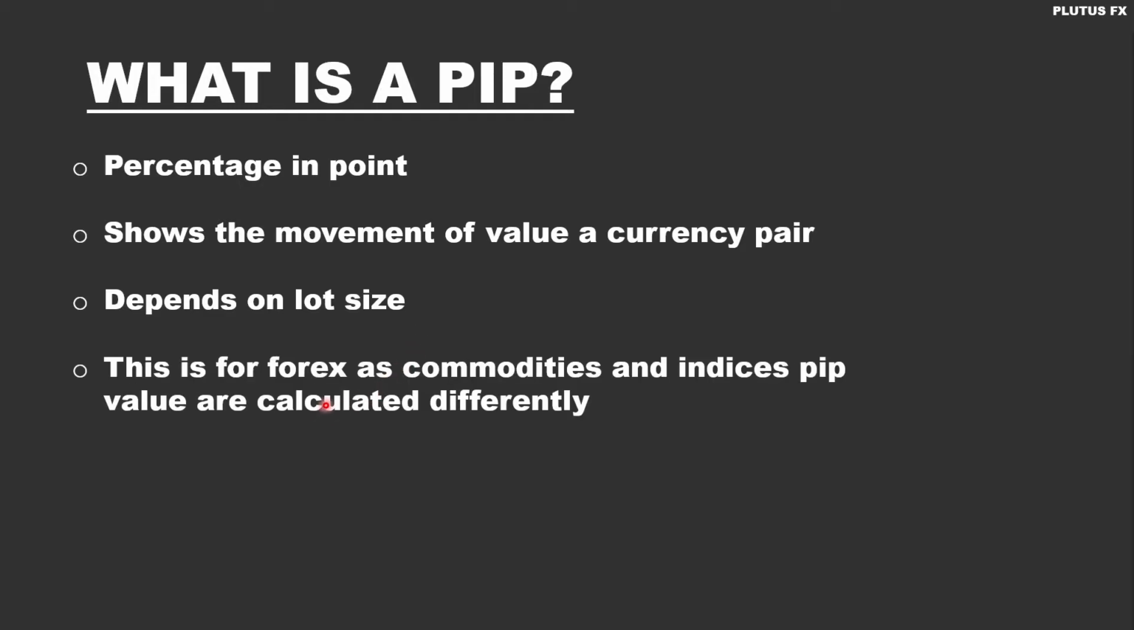So this is for Forex only, as commodities and indices pip values are considered and calculated differently compared to this. I will make a video on gold, as I do trade gold. So we're only looking at the last four digits of a currency. That is the simplest way to do it, looking at the last four digits.